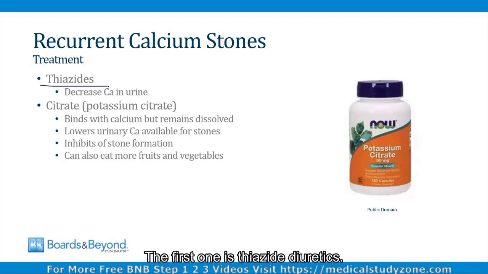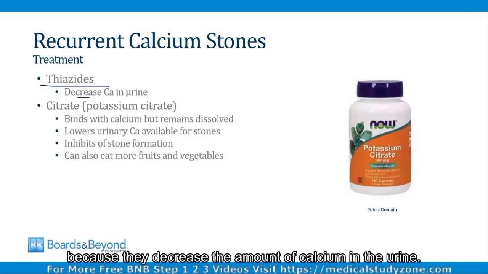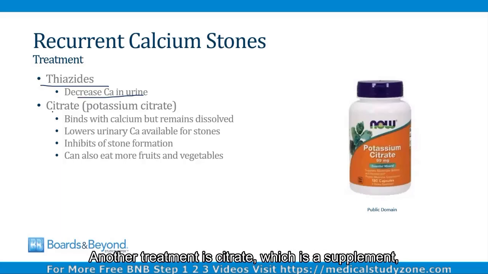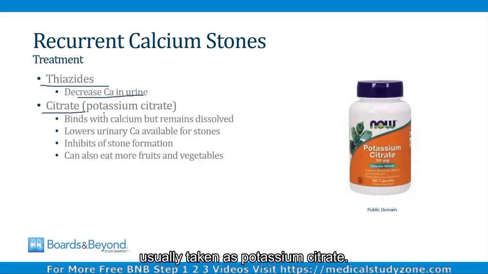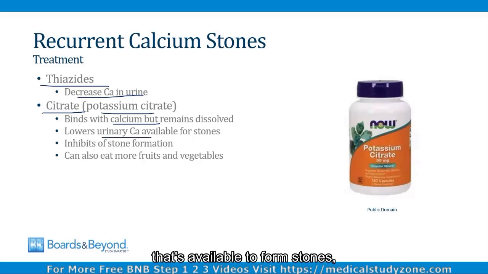The first one is thiazide diuretics. One of the effects of thiazide diuretics is to pull calcium from the urine, and they can cause a mild hypercalcemia. For this reason, they're useful in patients who have lots of calcium kidney stones because they decrease the amount of calcium in the urine. Another treatment is citrate, which is a supplement usually taken as potassium citrate. The reason citrate is beneficial is because when it gets into the urine, it binds with calcium but remains dissolved. And this lowers the amount of free urinary calcium that's available to form stones, and therefore this inhibits stone formation.